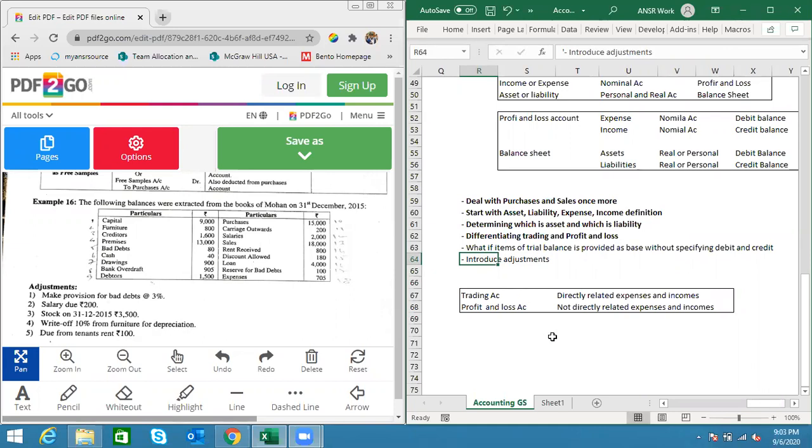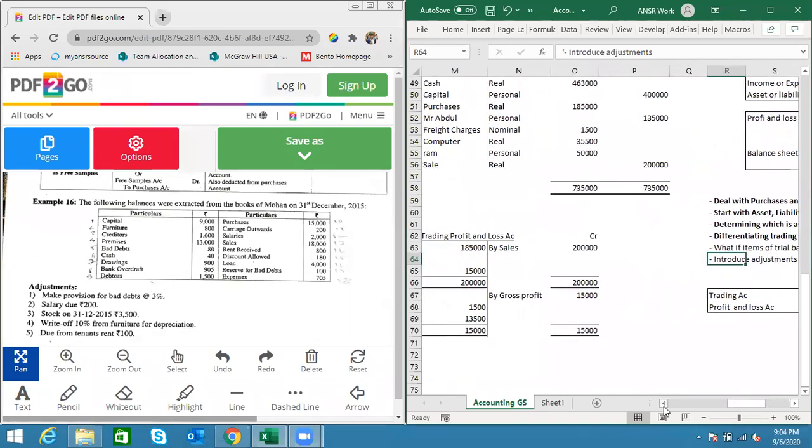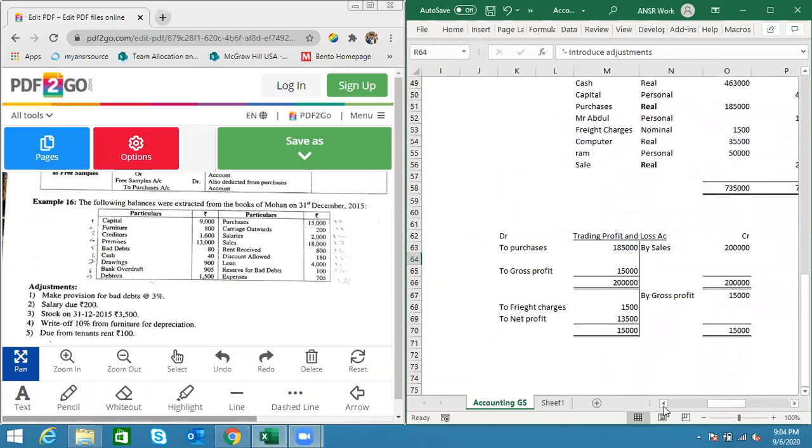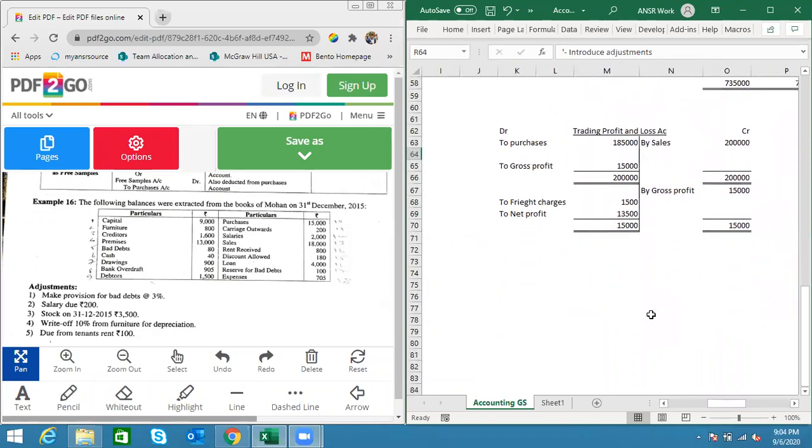What is the trial balance? What is the income statement? What is the balance sheet? But then we will go to the adjustments. Then we will do that question. Before the question, I want to cover how to determine which account is debit, which account is credit, then how to determine which account will go to the trading account, which account will go to the profit and loss account. And then we will do a question, then we will finalize the final accounts. So maybe 2 more sessions like this. I think it should be enough.